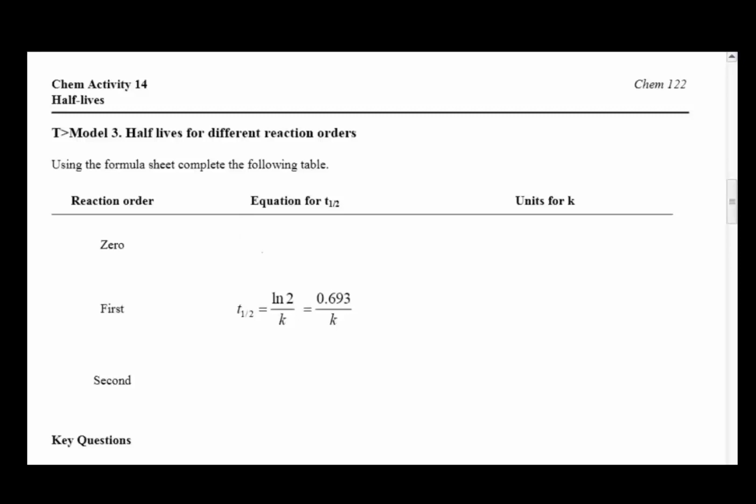So for a 0 order, it's going to be time 1/2 is equal to the original A concentration divided by 2K. And for the second order, time 1/2 is equal to 1 over the original concentration times K. Now there are ways of deriving this, but this time we'll not derive them. I'm going to ask you to accept them and use them from your formula sheet. But we should take note of the implication for each of these equations.